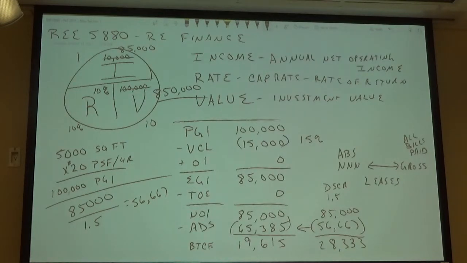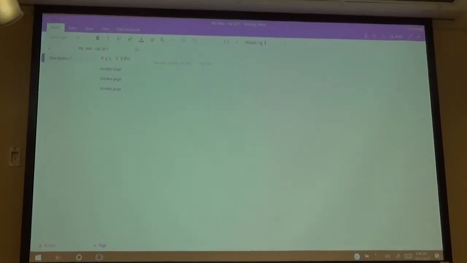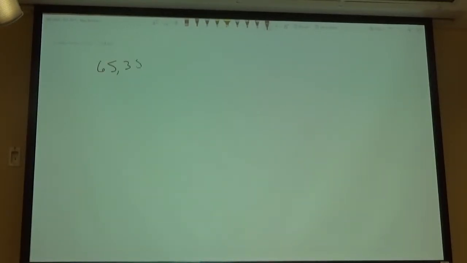So, let's take the 65,000. Let's get a new page here. All right. So let's take that number, 65,000, what was it? 385. Okay, let's just take that number for a second. That represents annual debt service. So let's convert that to monthly. Okay, so taking that, converting it to monthly, divided by 12.